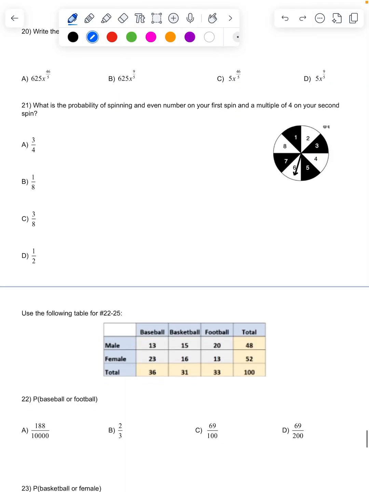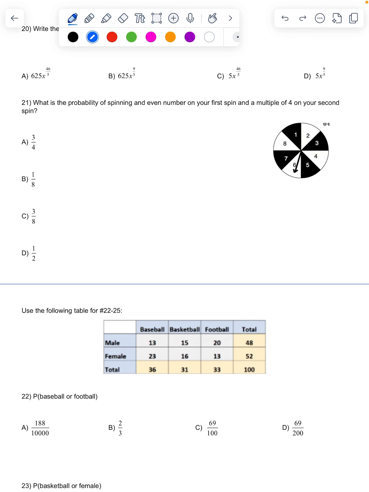I am going over the multiple choice section of the practice test, page 26 through 27. I'm going over 21 through 25, which are the probability problems.